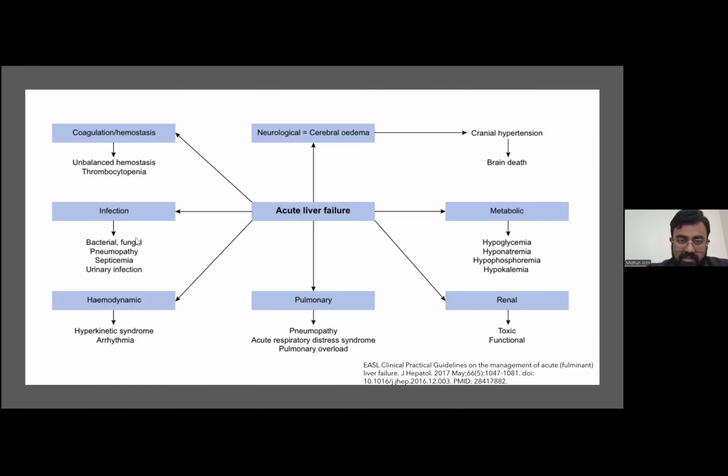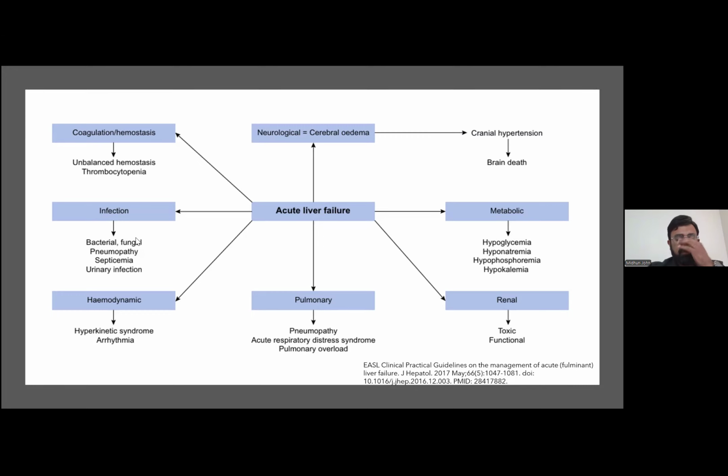So the management is quite a lot, and the guidelines do spend quite a lot of time going into it. As you can see on this slide, a lot of things can go wrong, and a lot of things need to be watched out for when managing these patients. From a metabolic point of view, there's hypoglycemia and electrolyte imbalances. From a renal point of view, you get dysfunction. From a lung point of view, you can go into ARDS or pulmonary edema.